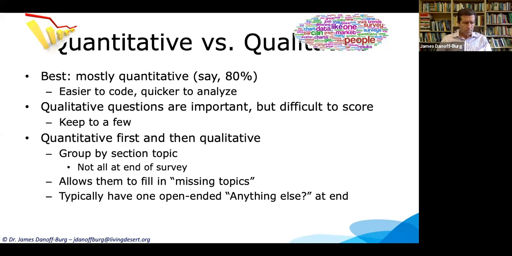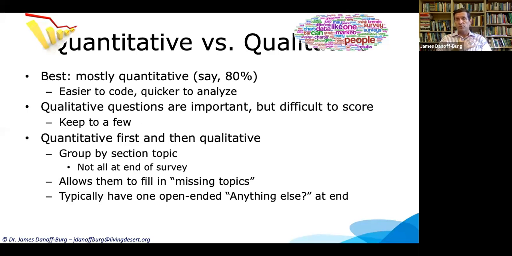In addition, not only are you going to be more comfortable with it, but it's easier to analyze, it's easier to code, and we'll get into what coding means, which is trying to take answers and putting them into numbers so that we can do a statistical analysis. So when we work with quantitative data, we can get a lot of data from a lot of people very quickly, and then we can analyze it very quickly. It's a great set of tools.